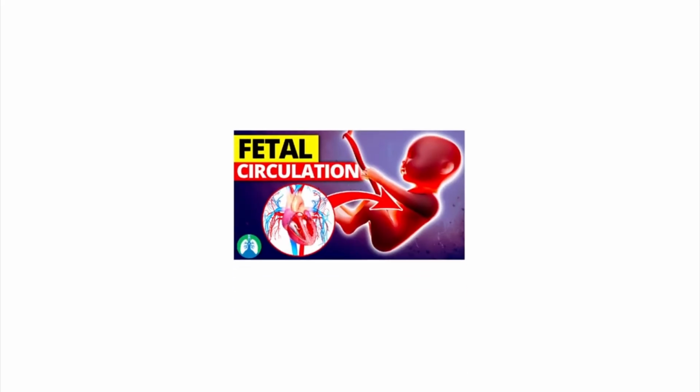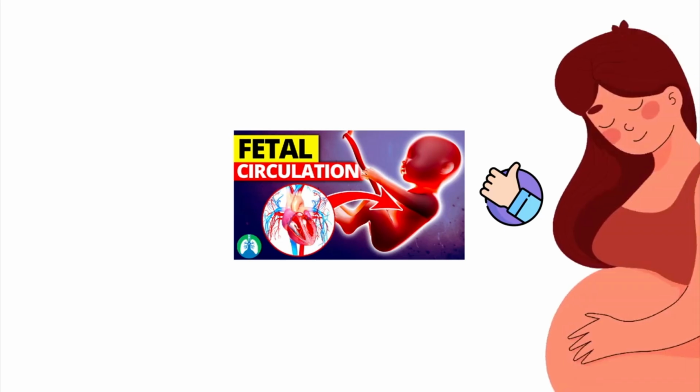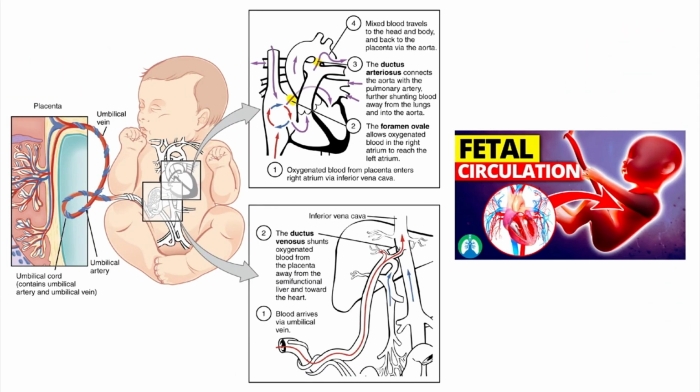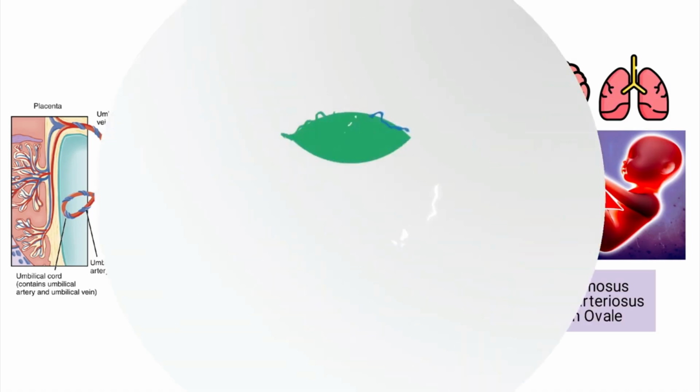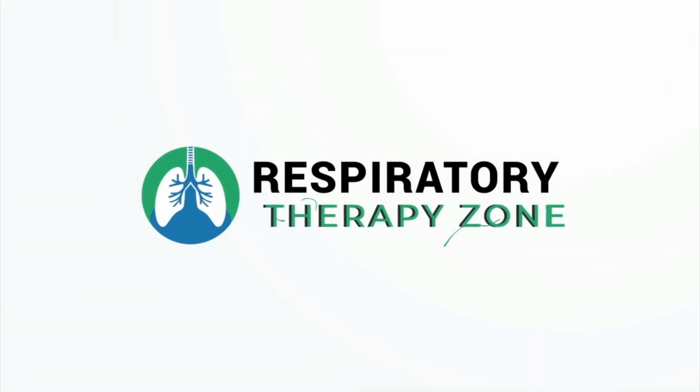Fetal circulation is a remarkable process that ensures the proper growth and development of a fetus in the womb. By utilizing a series of shunts, blood flow is redirected and optimized to meet the demands of vital organs such as the heart, brain, and lungs. This includes the ductus venosus, ductus arteriosus, and foramen ovale, which is what we are going to discuss in this quick video. So, if you're ready, let's get into it.